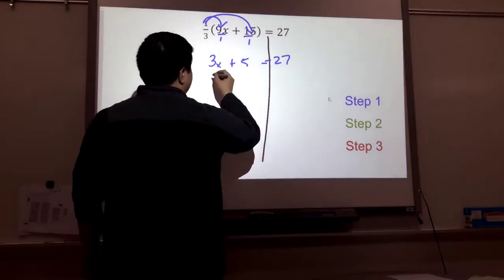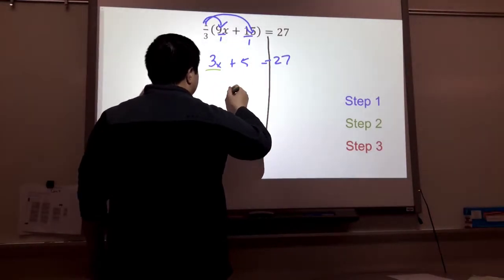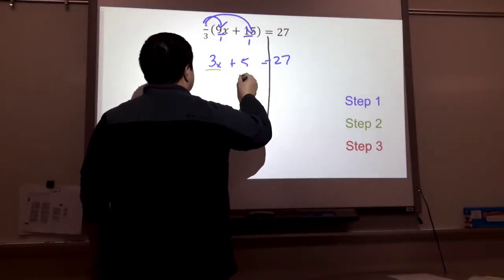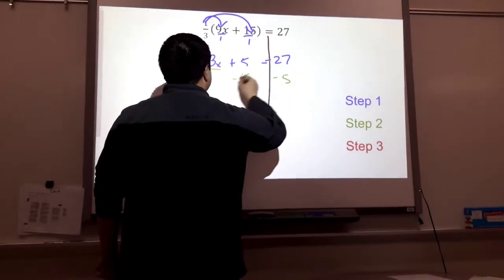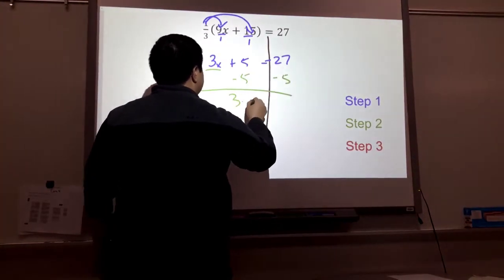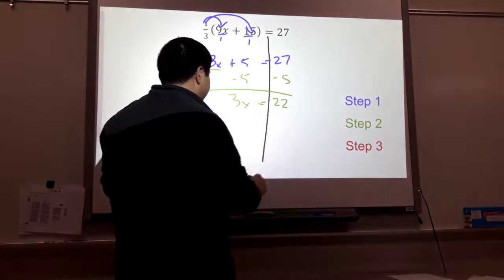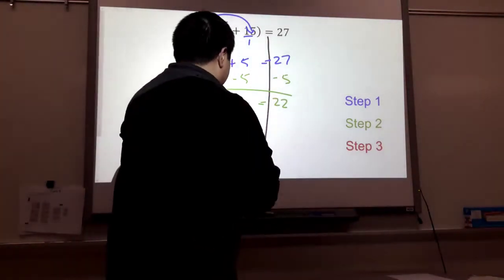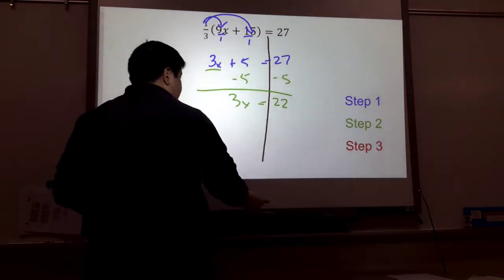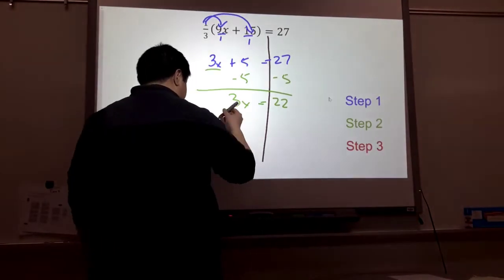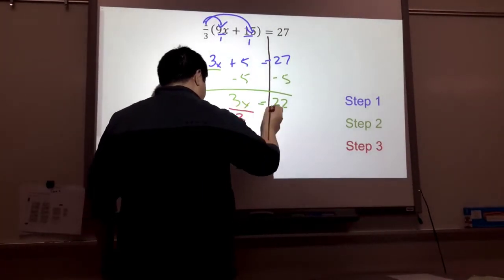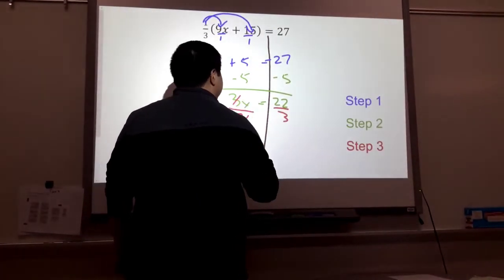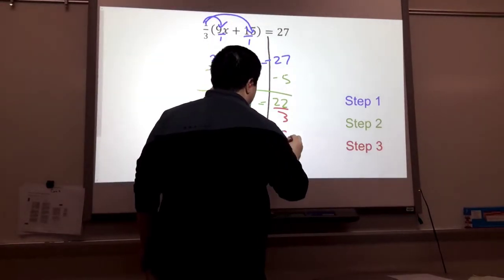Then we're going to subtract 5 from both sides to isolate this on one side because this is the only term with x in it. Minus 5, minus 5. Get 3x equals 22. When we get 3x equals 22, we're done with step 2. Step 3 is to isolate the x by dividing by 3. Divide by 3, we get x equals 22 over 3.